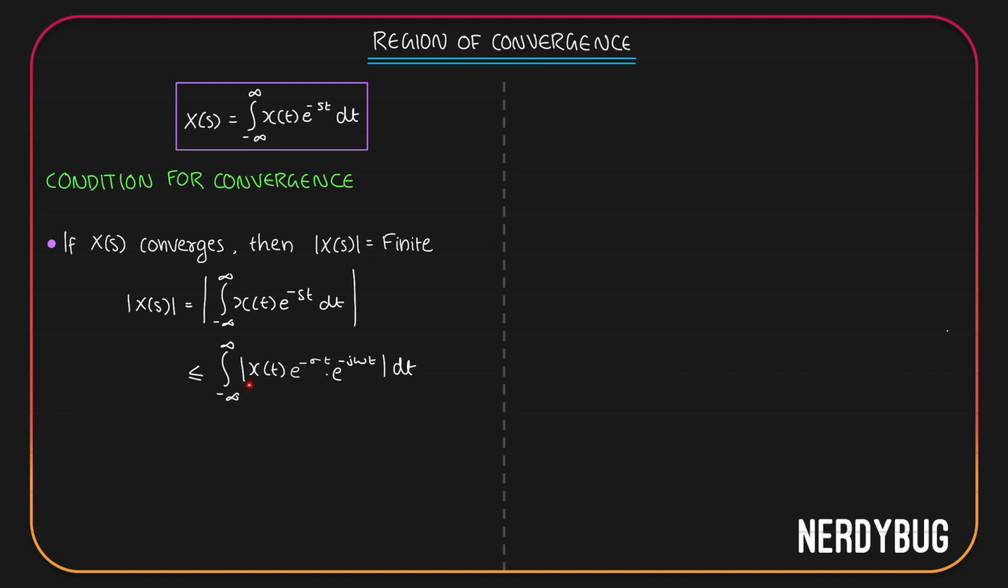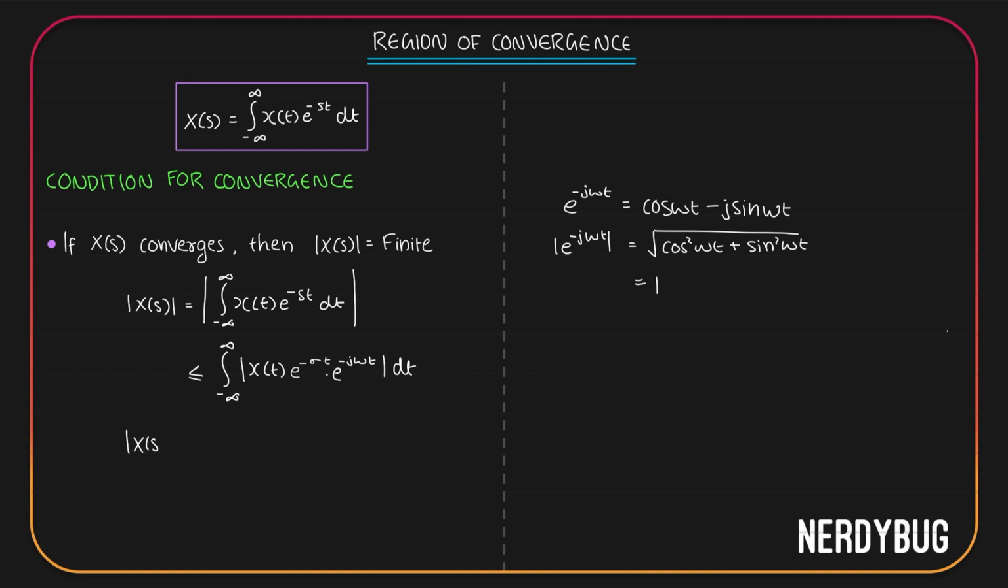Here we need the magnitude of product of x of t e raised to minus sigma t and e raised to minus j omega t. But we know e raised to minus j omega t according to Euler's formula is cos omega t minus j sine omega t. Then what will be magnitude of e raised to minus j omega t? It is root of cos square omega t plus sine square omega t. But cos square omega t plus sine square omega t is 1. Root of 1 is 1. So magnitude of e raised to minus j omega t is simply 1. So we can take the magnitude of e raised to minus j omega t here to be 1.